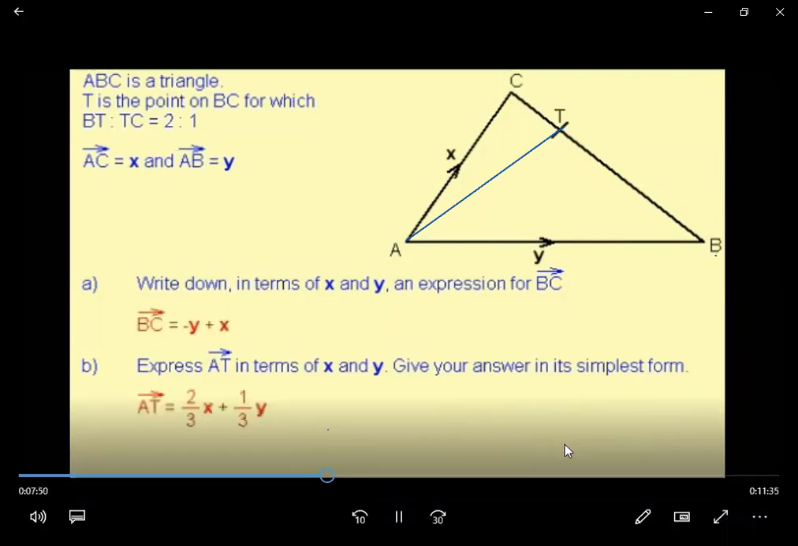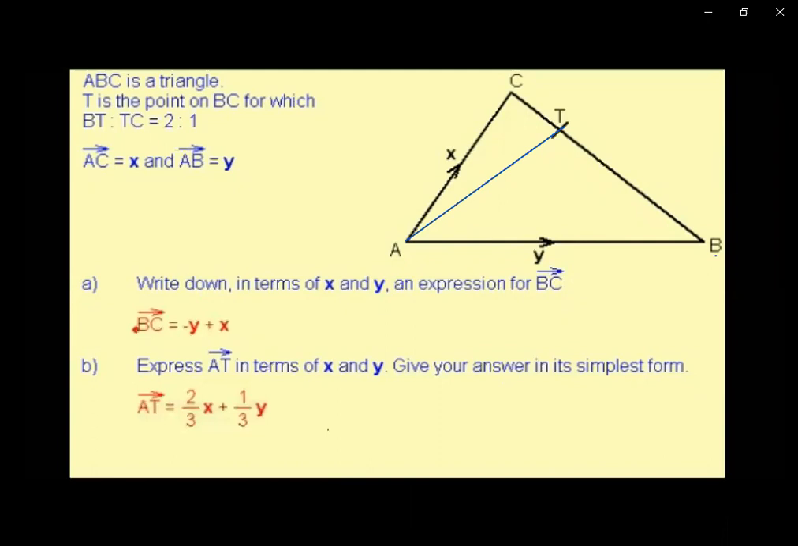Here are the answers. A nicer way of writing this one would be vector x minus vector y. I'm going to show you how I got this answer. I'm looking for the vector AT. If I look at my diagram, I can see that to get from A to T, I can go from A to B and then from B to T. This will give me the resultant vector AT.